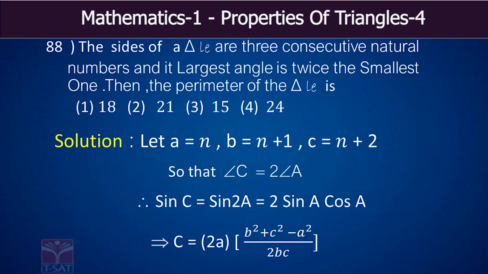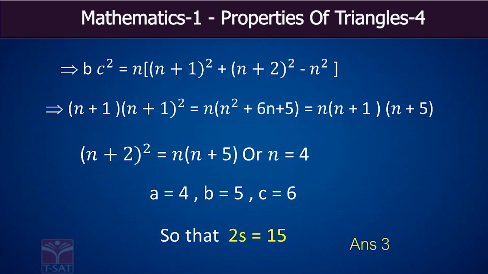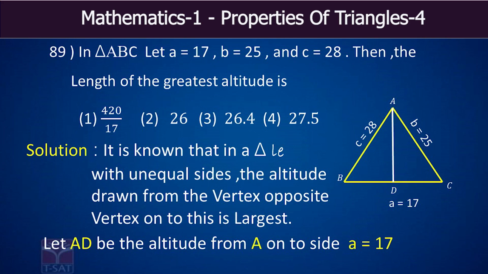Use the cosine formula: b square plus c square minus a square by 2bc. So (n plus 2) square is equal to n into ((n plus 1) whole square plus (n plus 2) whole square minus n square). So if you simplify it, you will get (n plus 2) whole square is equal to n into (n plus 5), or you can see if you simplify n is equal to 4. So a is equal to 4, b is equal to 5, c is equal to 6, 3 consecutive natural numbers. So 2s is equal to 15, 18.